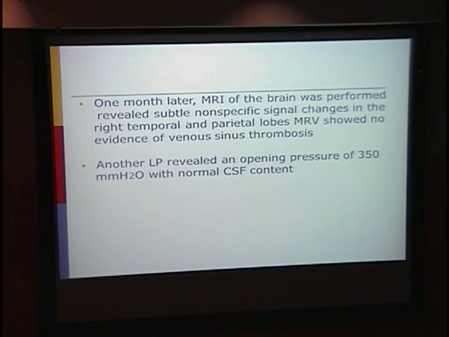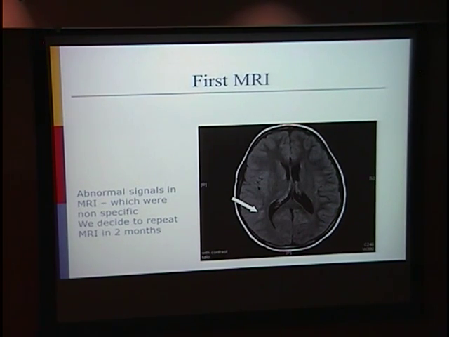One month later, we routinely do an MRI for a patient diagnosed with pseudotumor. We did an MRI of the brain that showed subtle non-specific signal changes that, at this age, the neurologists said maybe are dysplastic changes, but to be accurate, please return in 2 months for another MRI. This is the first MRI, and you can see here a small abnormal signal, which was non-specific. There was no enhancement. So, as I told you, we decided to repeat.